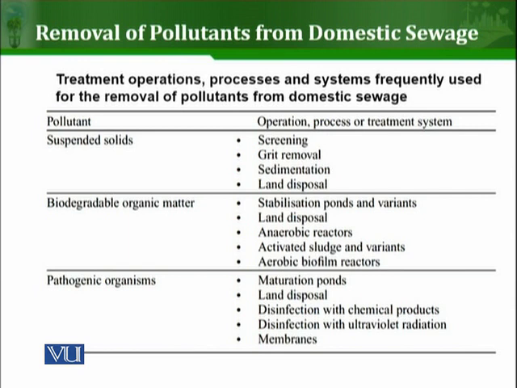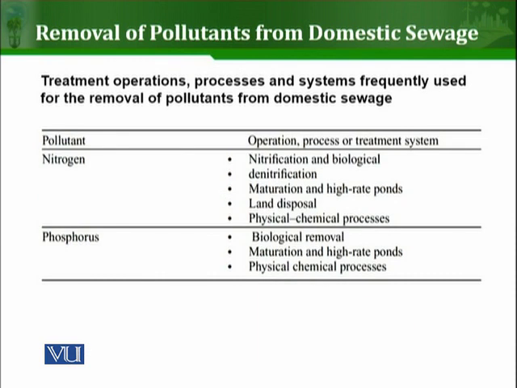Disinfection with chemical products हमने last lesson में देखा. Different types of chemicals can be used as disinfectants to kill different types of pathogenic microorganisms. Disinfection with ultraviolet radiation: UV light can be exposed to this water, sewage, wastewater, and it can kill microorganisms. And different types of membranes can be used to filter out the microorganisms as well.